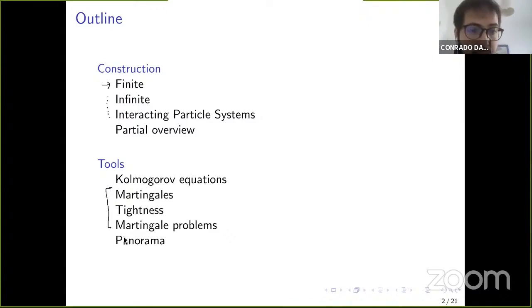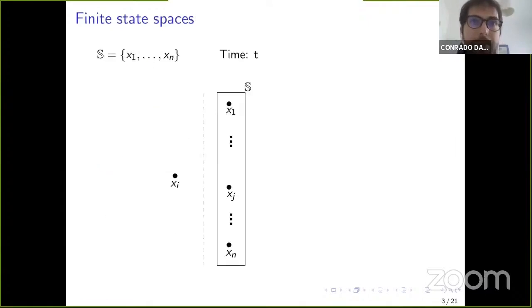So the panorama is a recapitulation of all these tools and how they combine. There are certainly more tools. For instance, coupling and duality that I'm not mentioning here, but Liggett says they are very important and has devoted entire chapters to the study of coupling methods for the study of interacting particle systems. We'll see a little bit about coupling in the next talk, but for today, these are the basic characters that we're going to see.